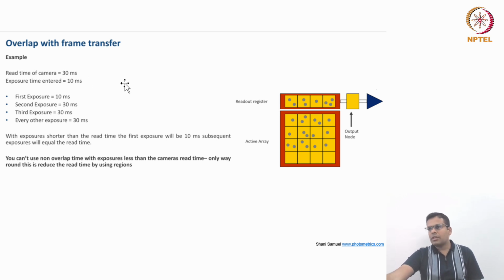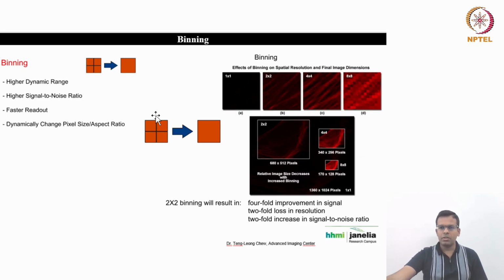So how to solve this issue? Let's say you want to go for fast imaging, every 10 milliseconds. How can you do that? There is one option known as binning, and that is generally present in your computer software.